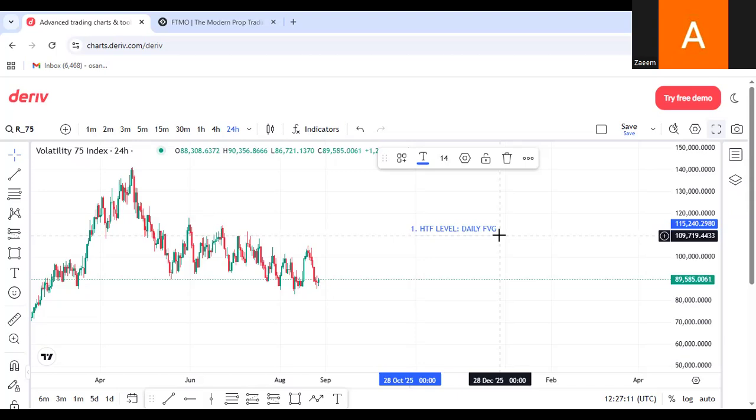So what do we need again? The second one, we need time frame alignment. I will talk about it in a moment. So we need time frame alignment. And the third and final one, we just need lower time frame.